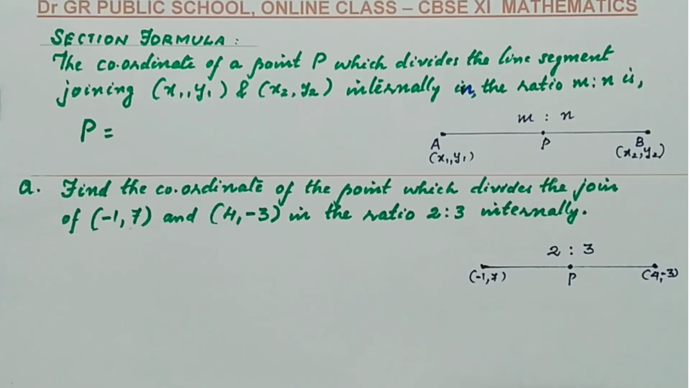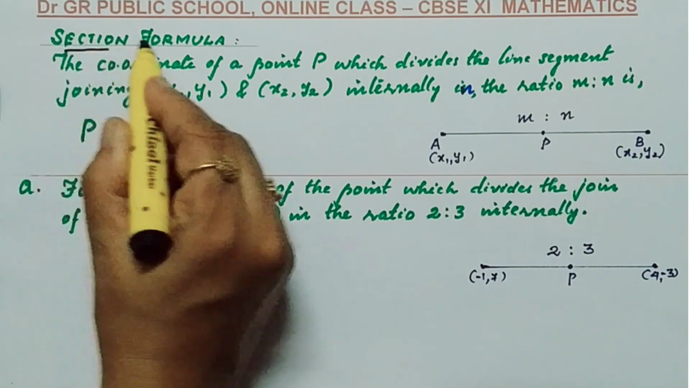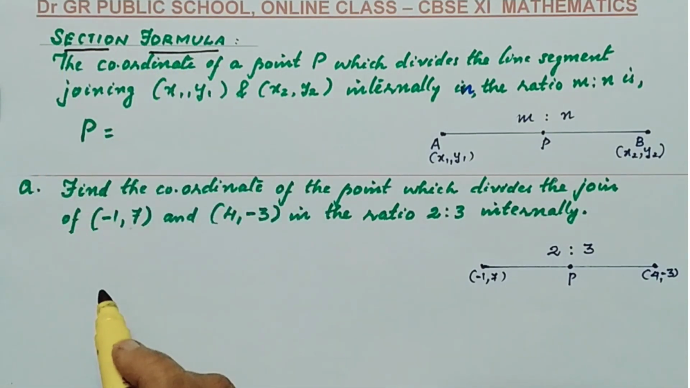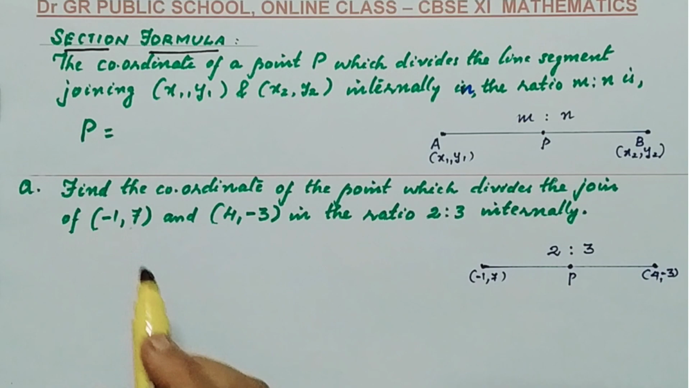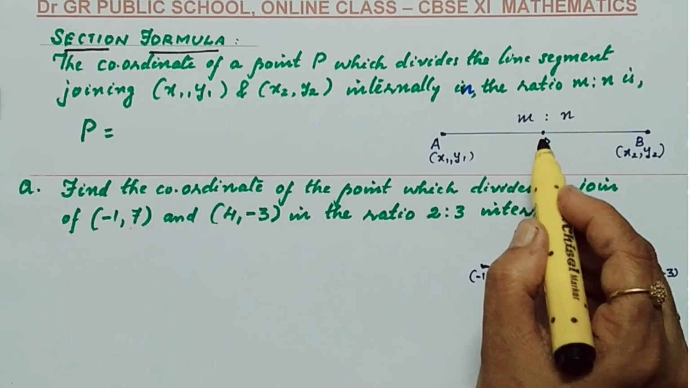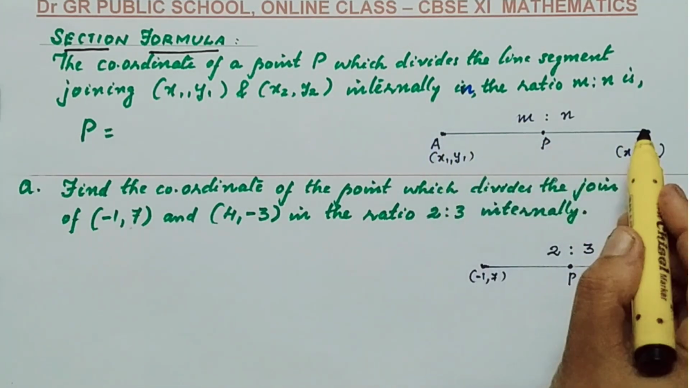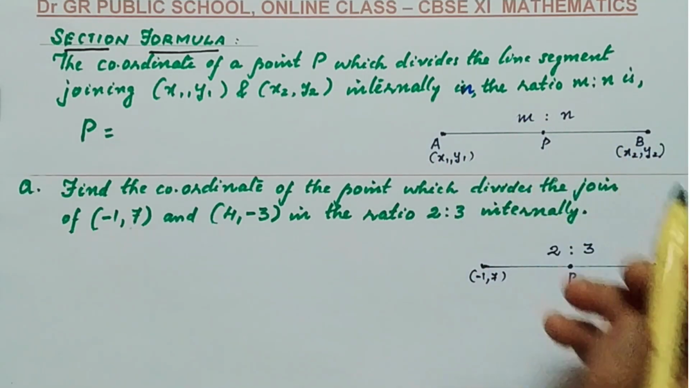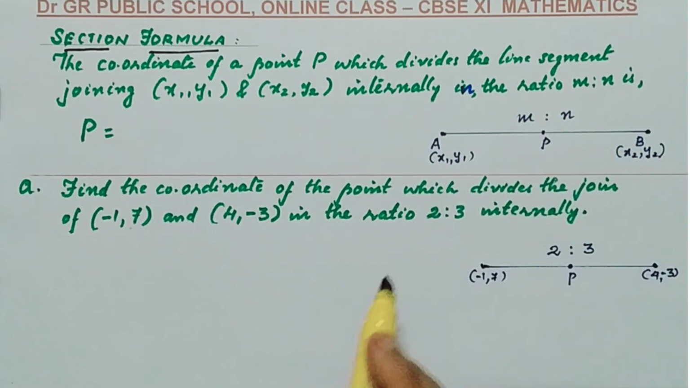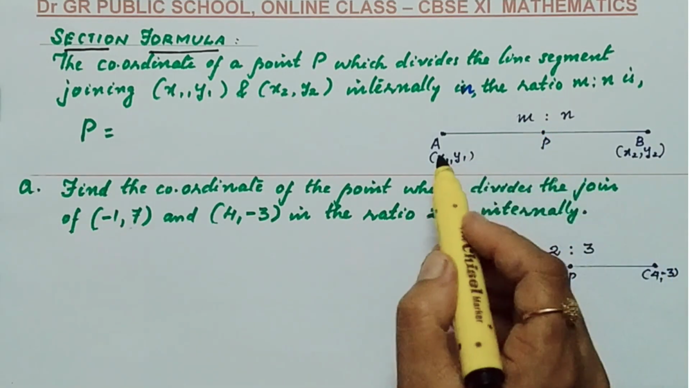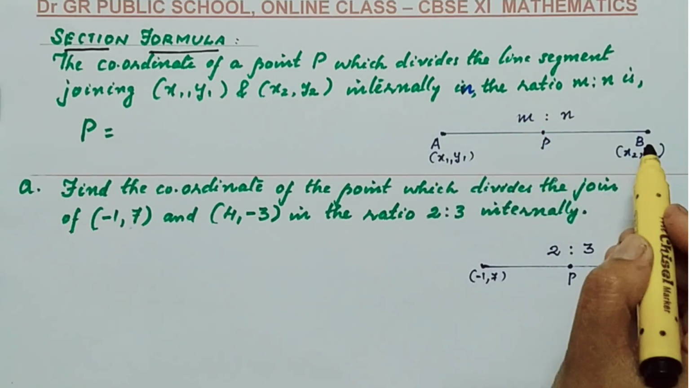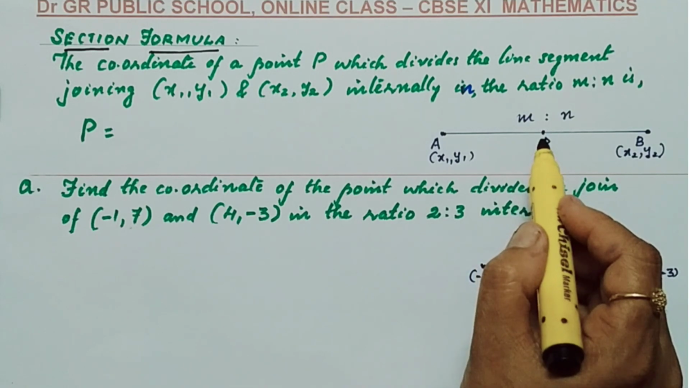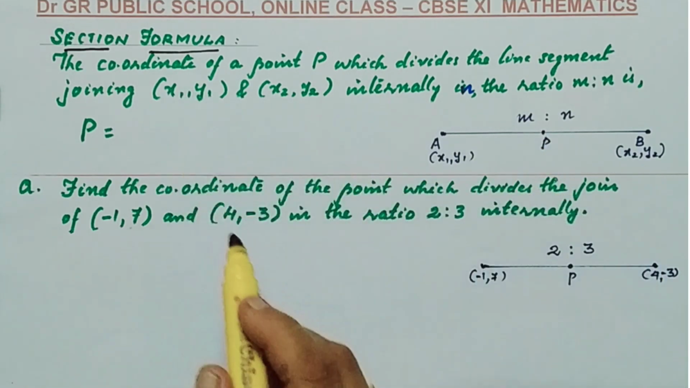The second is the section formula, a very important one. The section formula is used to find the coordinate of a point P which divides a line segment joining 2 points in the ratio m:n or some other ratio. So, if you know the ratio and the coordinates of the endpoints of the line segment, you can find the coordinate of the point P by the section formula.